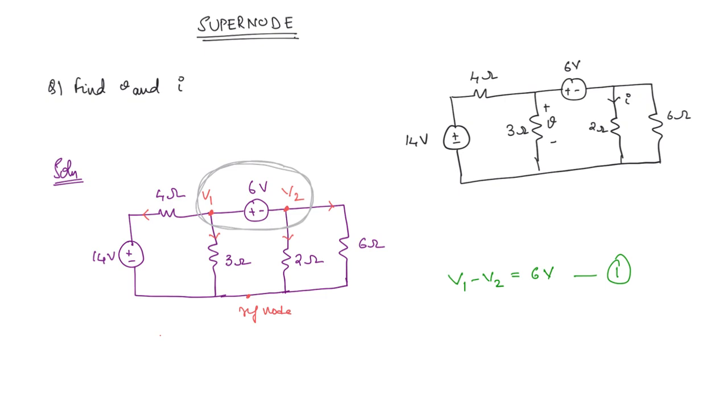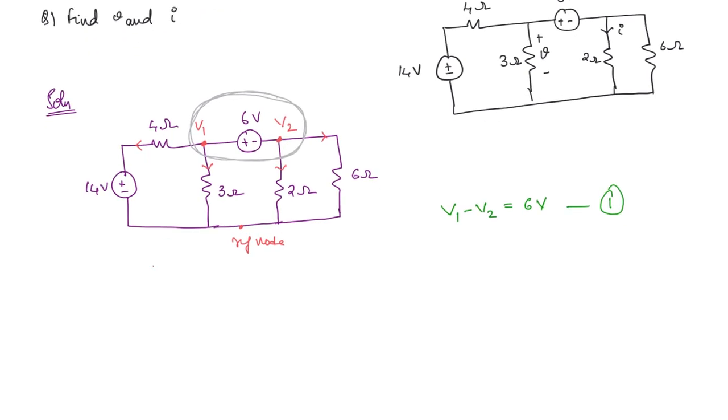Now it is the same old thing. How do you write the equation? For the 4 ohm resistance, the voltage here is V1 and the voltage here is 14 volt, and current is flowing like this. Then what will be the value of this current? It is going to be V1 minus 14 divided by 4.